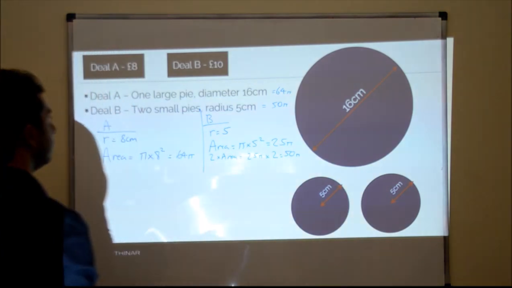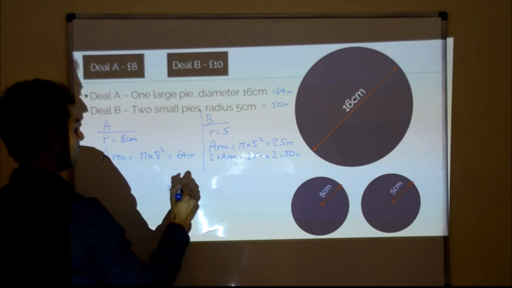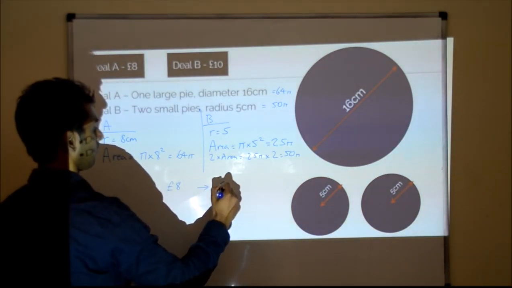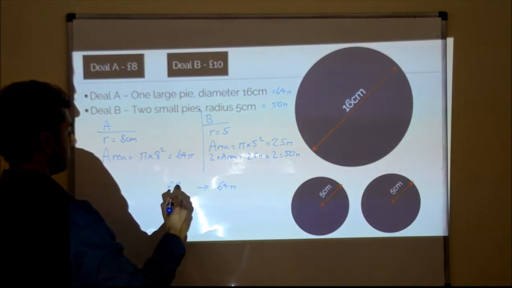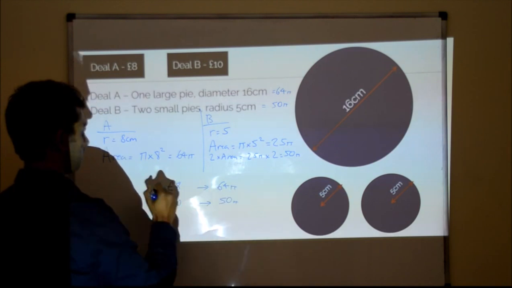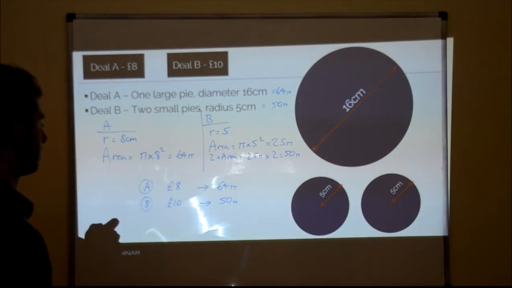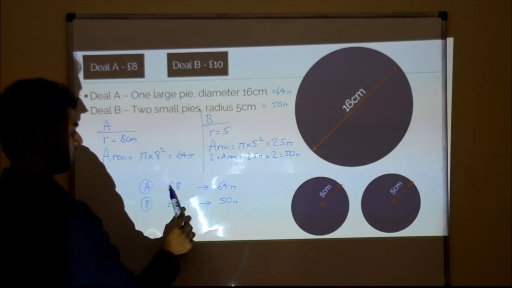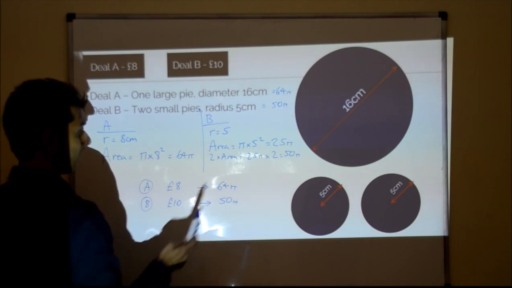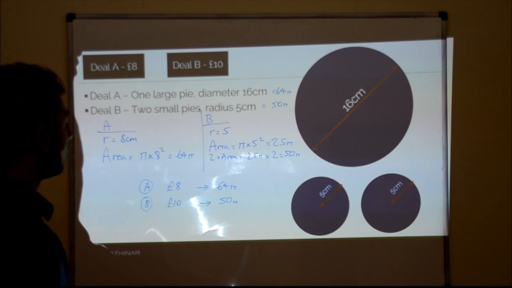Which is better value for money? Well, deal A was £8, and £8 will buy us 64 pi. And £10 will buy us 50 pi. So deal A and deal B. Just looking at those numbers, you can clearly see that the £8 is going to get us 64 pi, whereas more money is actually going to get us less. So we don't actually need to do any additional calculations, but generally you will.